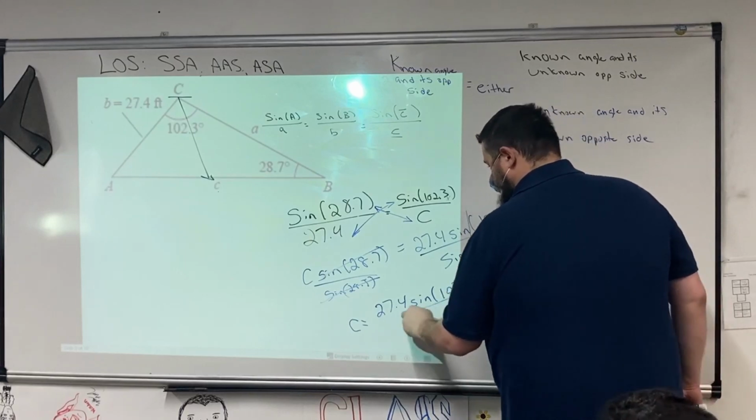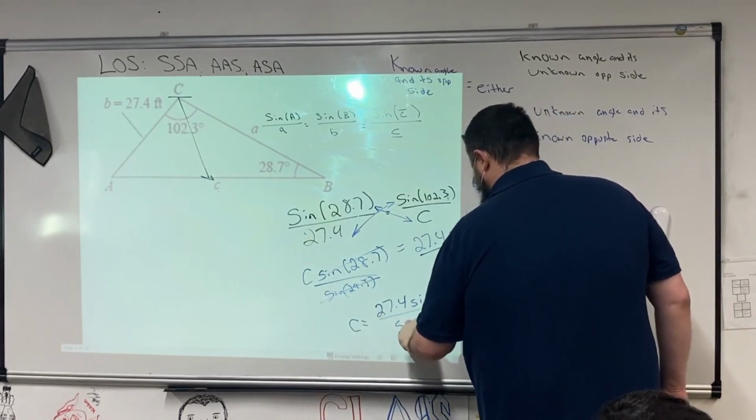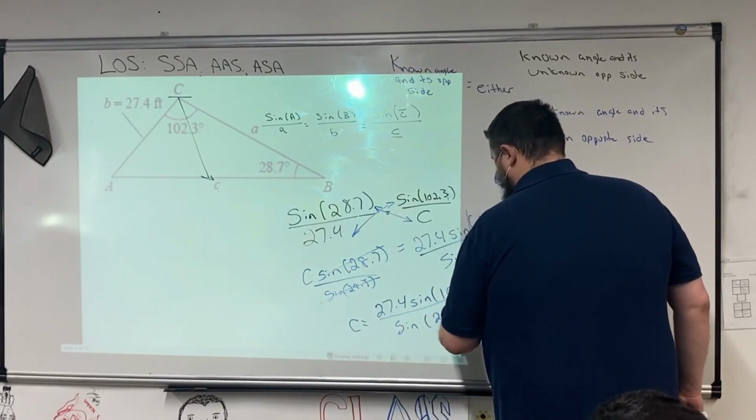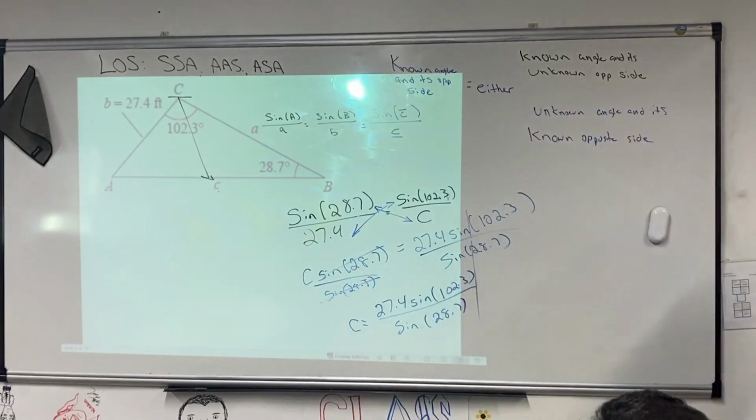I personally will always go the full way. That's what's going in your calculator. Oh, yeah. And that's what you're gonna do to find your opposite side. Now, here comes the hard part. Which calculator are you guys using?